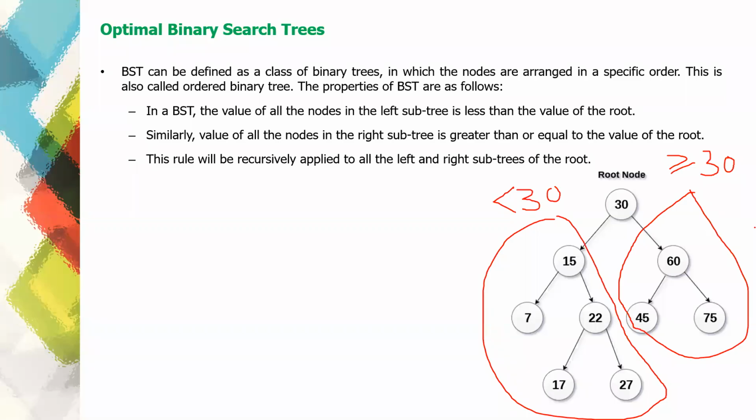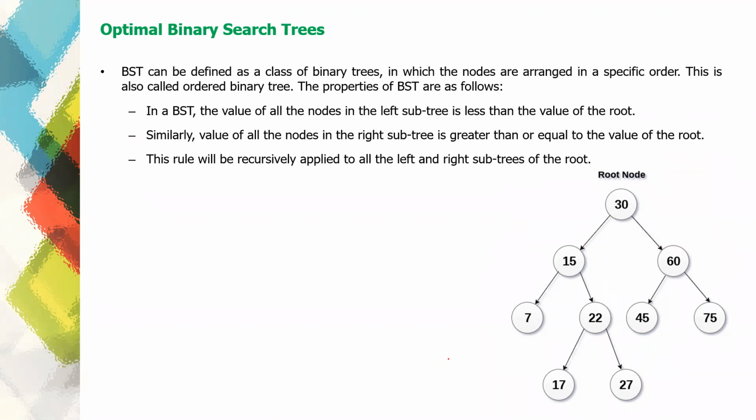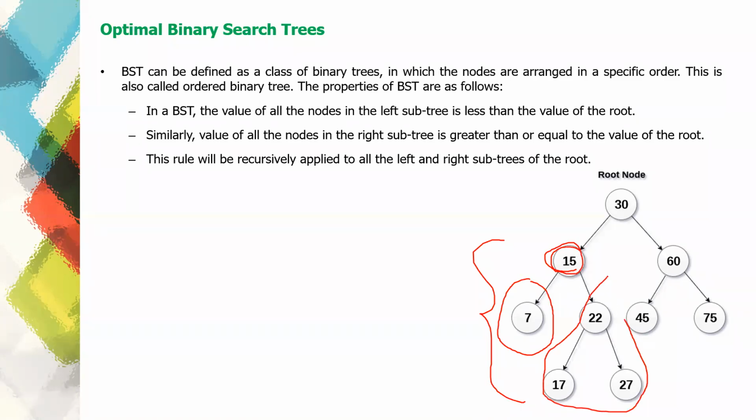And this property is recursively applicable to all the nodes in the left subtree and all the nodes in the right subtree. That is, if you take only the left subtree here, then this will become the root node. Then this will be the left subtree and this will be the right subtree. Now, the values in the left subtree must be less than 15 and all the values in the right subtree must be greater than or equal to 15. So every node in the tree must satisfy these two properties: all the values in the left subtree must be less than the parent, and all the values in the right subtree must be greater than or equal to the parent.